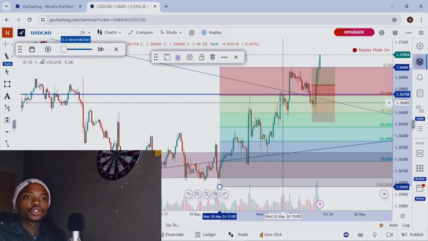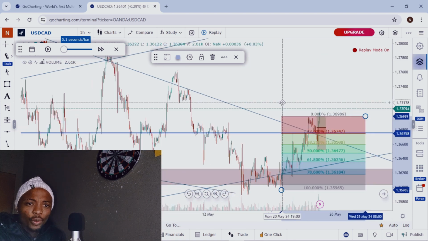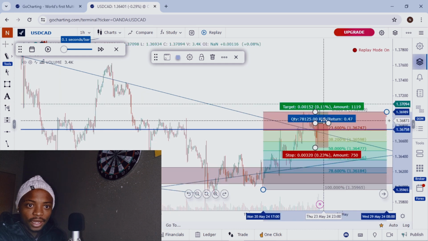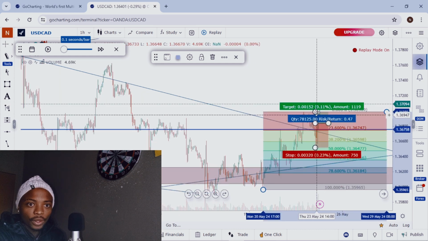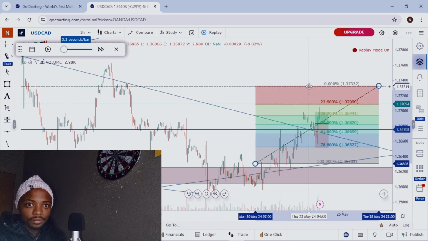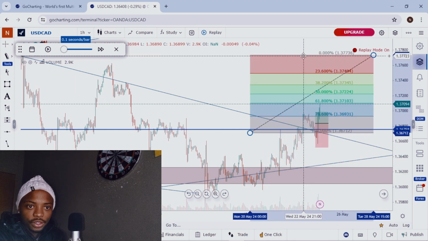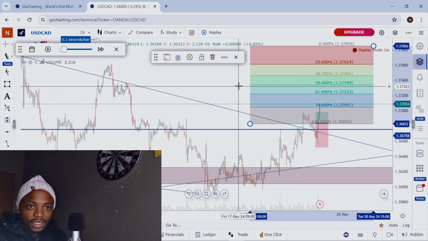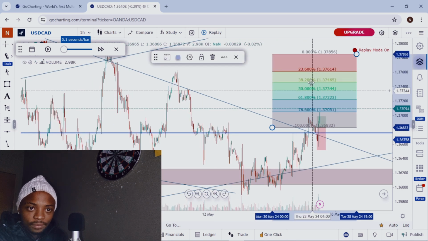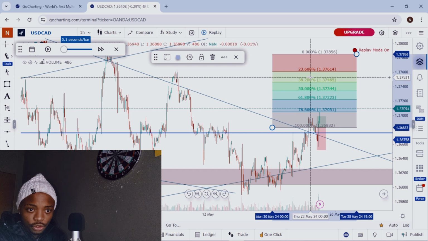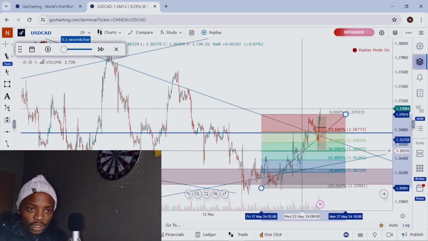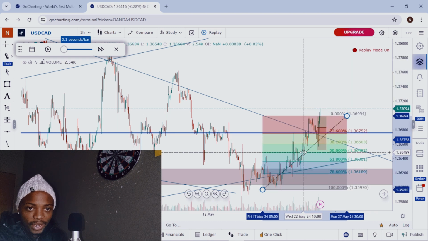But then yeah, cool. So now how do we know where to place our take profit, right? Because now we're entering the market. We want to know where to place our stop loss and take profit. You predict where your take profit is going to be by using the Fibonacci instrument. So this is where it was previously at, right?